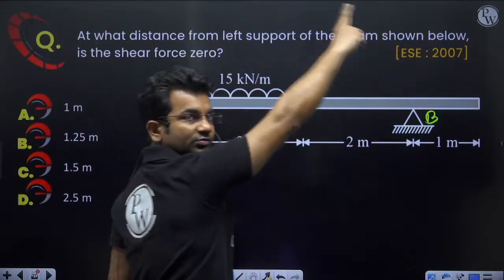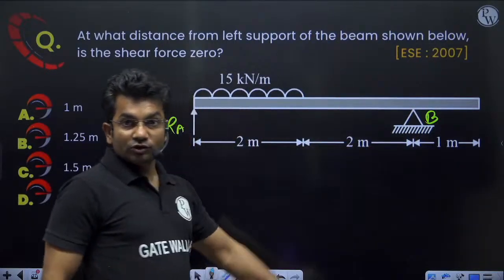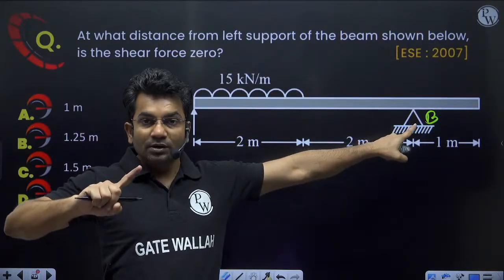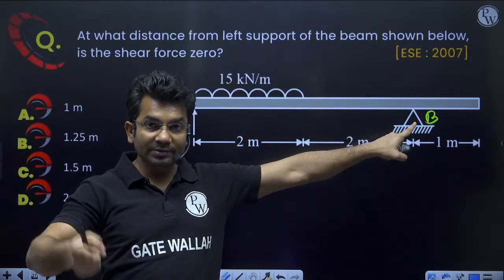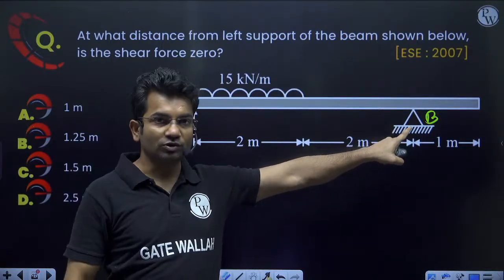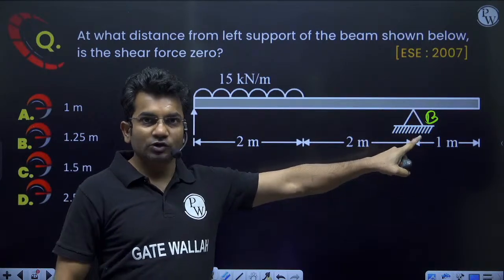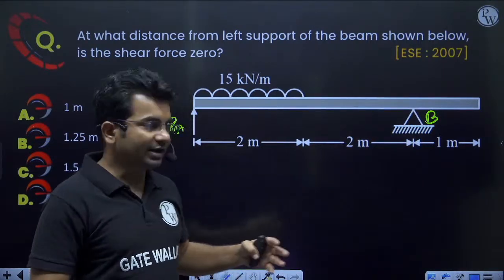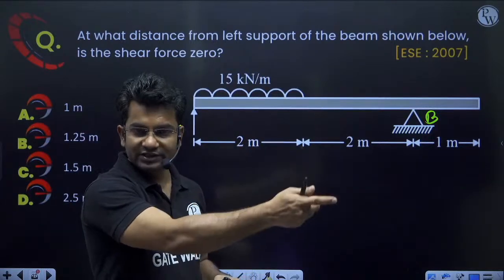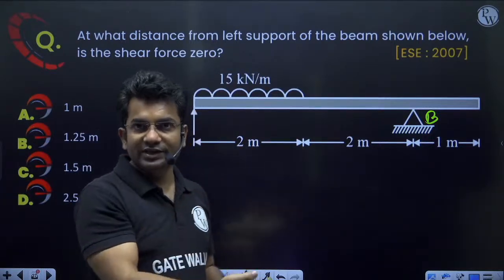Let us take clockwise moment. So here I am not saying bending moment at B equal to 0. What I am saying, summation of moment about B equal to 0. So the sign convention of moment will be used, not bending moment. So moment sign convention I can take any. I can take clockwise positive or I can take clockwise negative. So right now I am taking clockwise as positive.